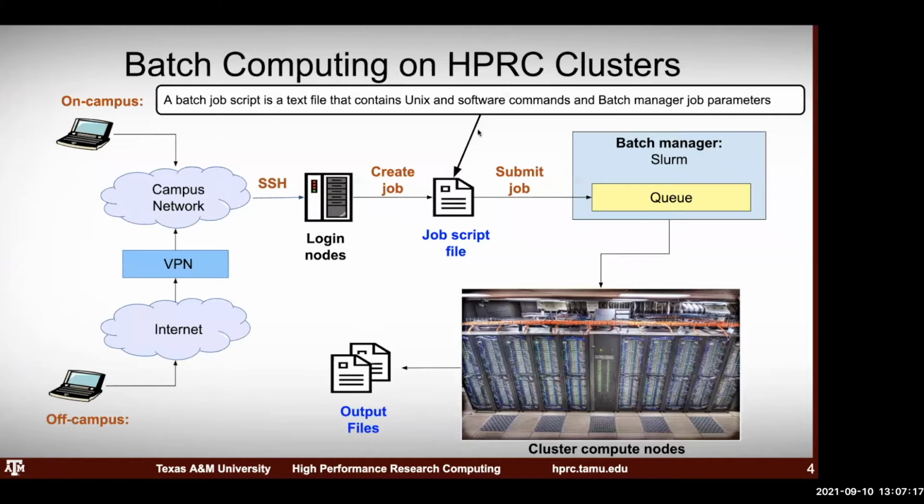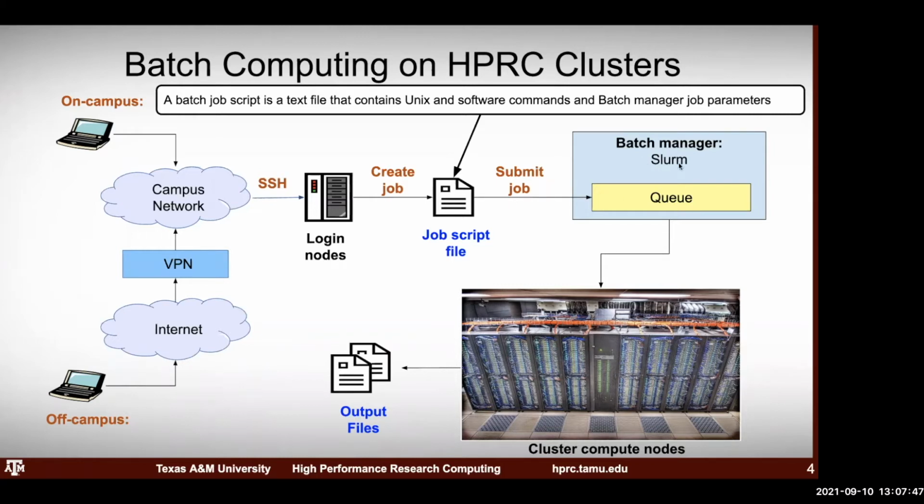Okay, so batch computing on HPRC clusters. If you were here this morning for the Grace primer, this is gonna look familiar to you, but we just wanna recap that real quick. If you're on campus, you connect to the network. From the campus network, so Timeout Wi-Fi, you SSH into the login nodes. From the login nodes, you create a job. We're gonna look at some job scripts in a second. Those job scripts are text files on the cluster, and you submit those job script files to SLURM using SBatch, and again, we're gonna look at that.